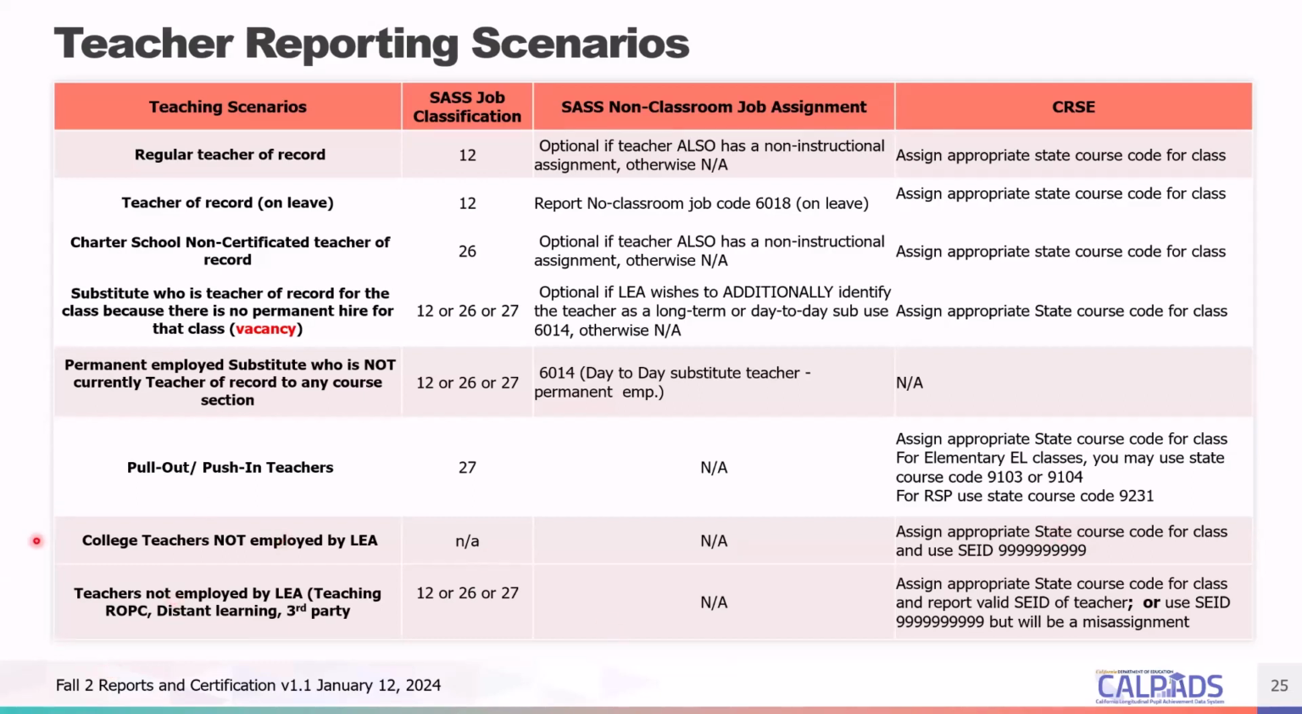Okay. And then, of course, you have your teachers who are not employed by the LEA. You have your ROPC, your distance learning, your third party teachers. If you have the ability to get their staff demographic info and their credentials, assuming they are credentialed, then it is recommended that you submit their staff demo and also the staff assignments and tell us that they are a contracted employee or a third party employee. Okay. However, if for some reason you really can't get their information, your last recourse is just to submit a course with a SEID 999. But do know that apart from college courses and CTE courses, any class that is assigned to a SEID 999 teacher would be an automatic misassignment.